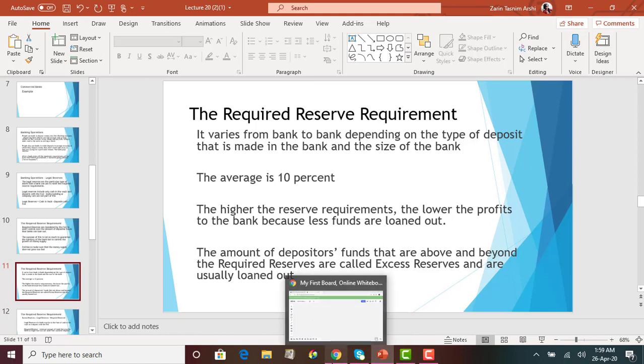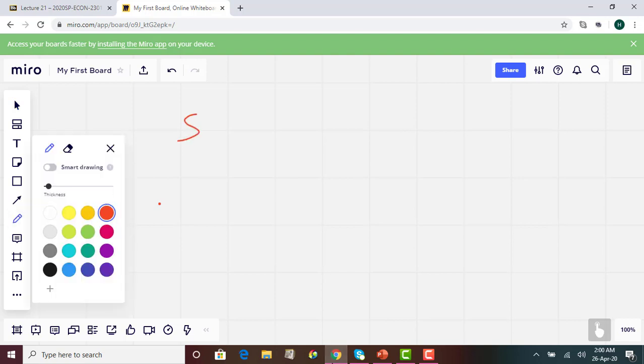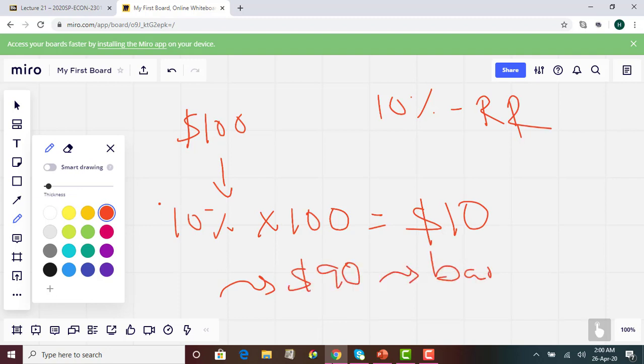Again, let me do it on the whiteboard so it's clear to you guys. So let's say I deposit $100 and the reserve requirement is 10%. That means the bank will have to keep 10% of $100 set aside as reserve, which is $10. Now, what is remaining? The remaining $90 the bank can loan out. Basically, the bank can use this $90 to give loans to other customers. So that's what you have to remember.